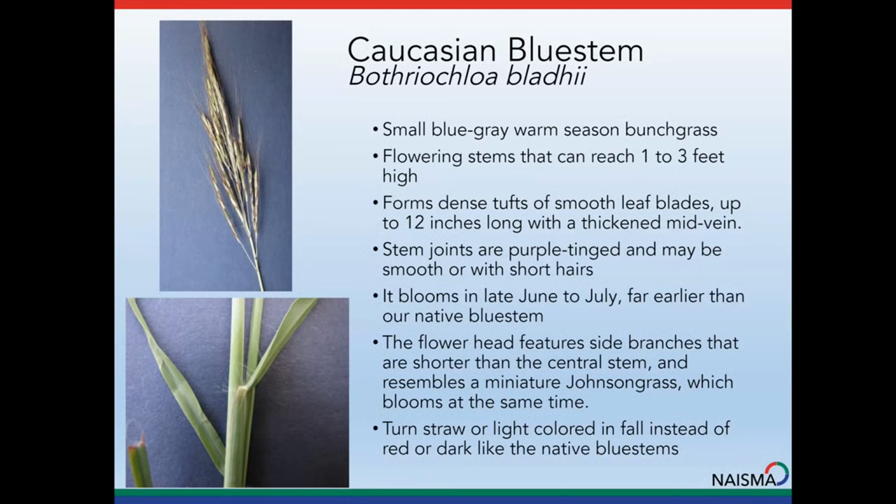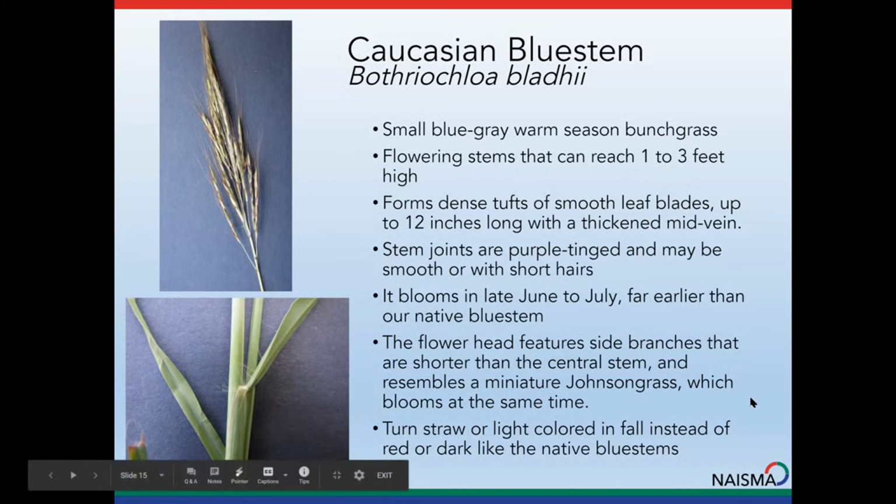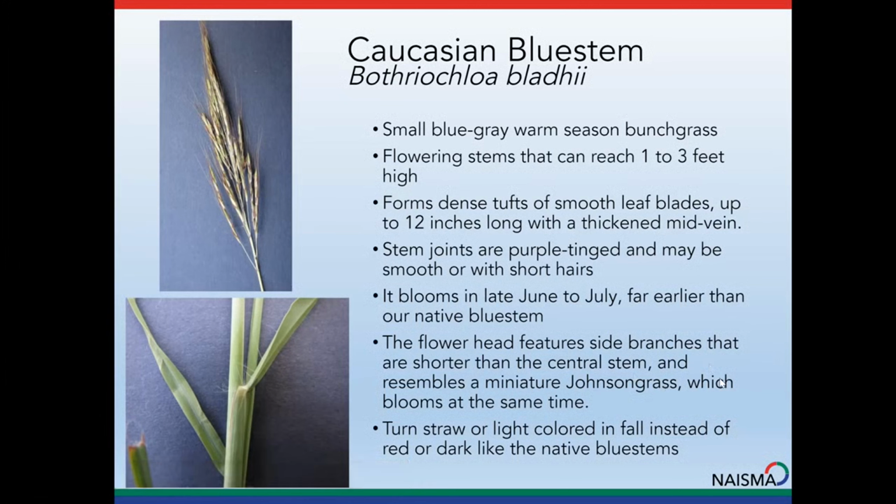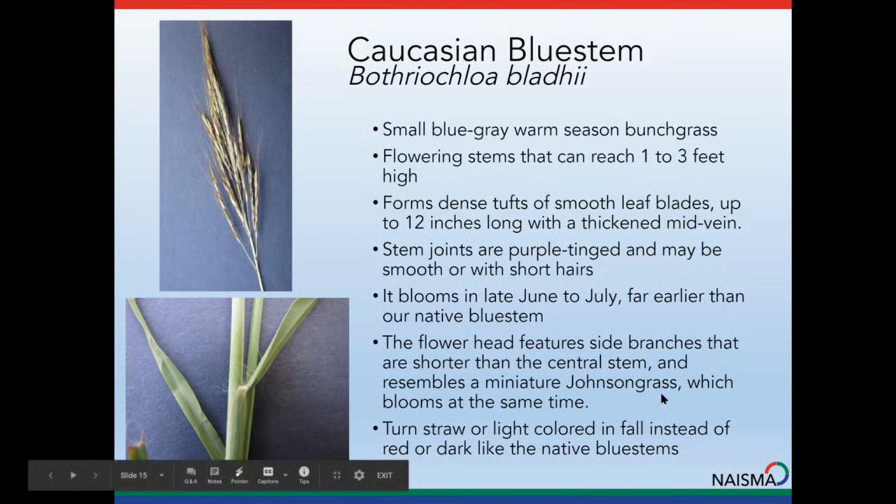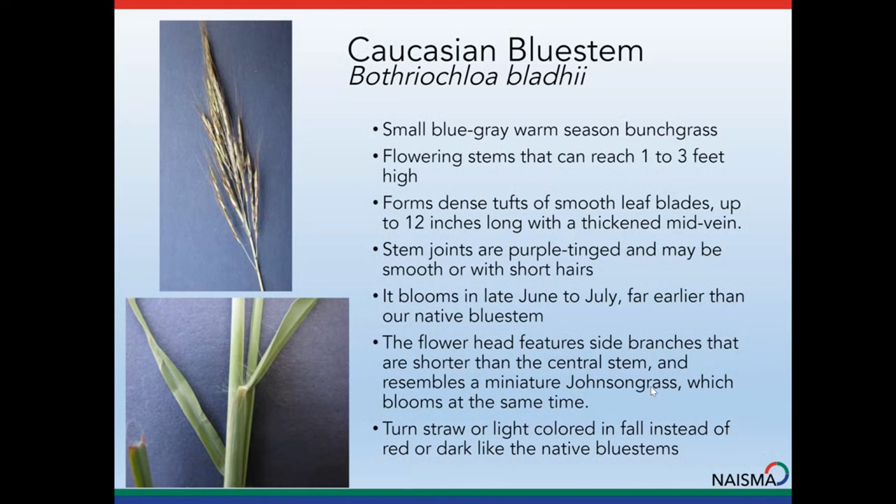And the flower head features side branches. So there'll be a main branch and then a side flowering branch as well, which resembles more like what Johnson grass looks like, some of the other species we're maybe more familiar with. And it turns straw colored or really light colored in the fall, instead of the dark purpley red that the native blue stems tend to change to with colder temperatures.